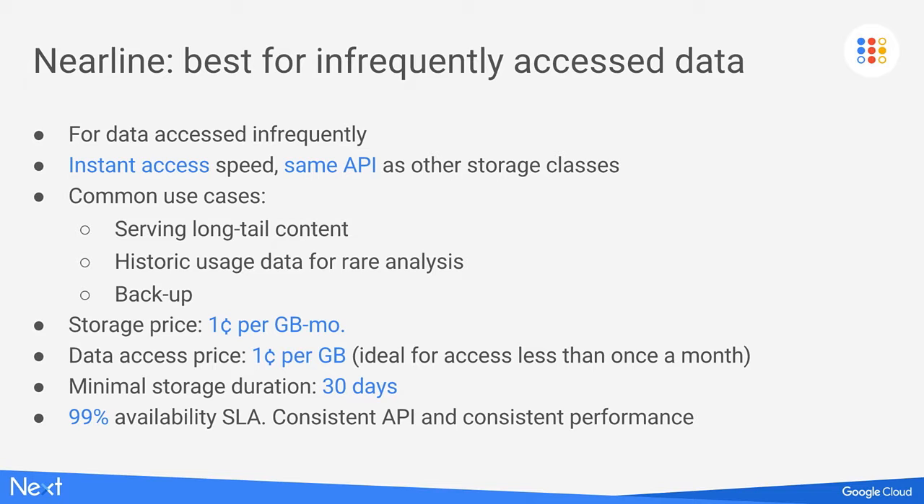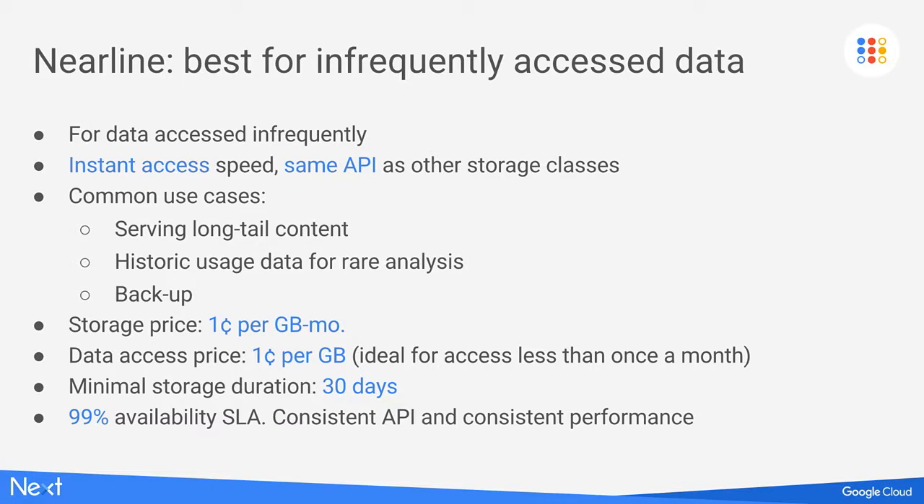So if you have a lot of different multimedia content, some of it will not be as frequently accessed as the other ones. So you can put your cold content or your long-tail content on Nearline. For Nearline, we charge 1 cent per gigabyte a month on storage, and we also charge for access of 1 cent per gigabyte of data read out of Nearline.